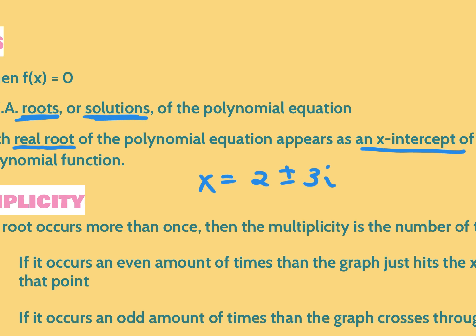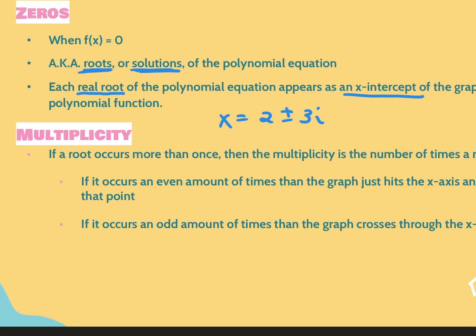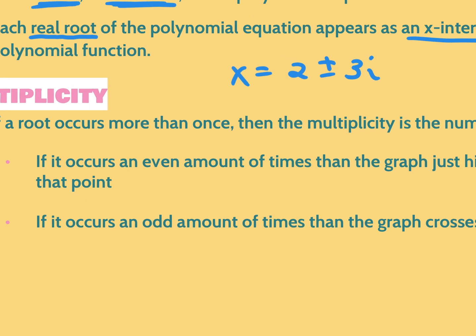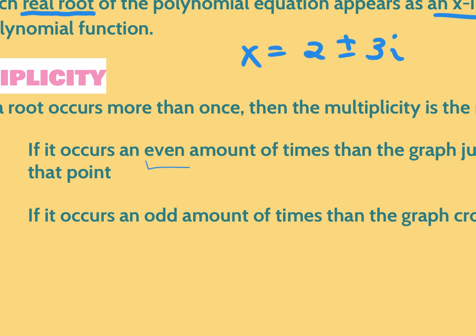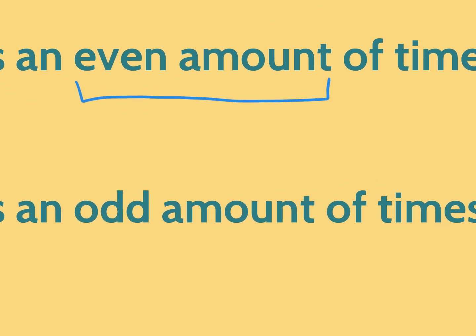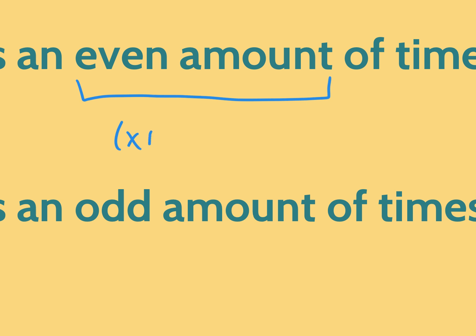And then the last thing I want to talk about here is something called multiplicity. How many times you have an answer to something tells you what happens at the x-axis. So if you have multiplicity an even amount of times, what does that look like? Say you factored your problem and you got x plus 2 times x plus 2, right? And I said, well, what are the zeros? What does x equal here? X equals negative 2. But how many times do you have negative 2? 2 times.